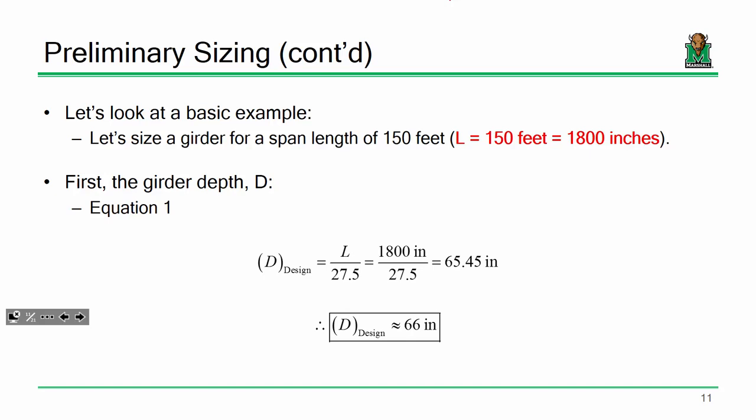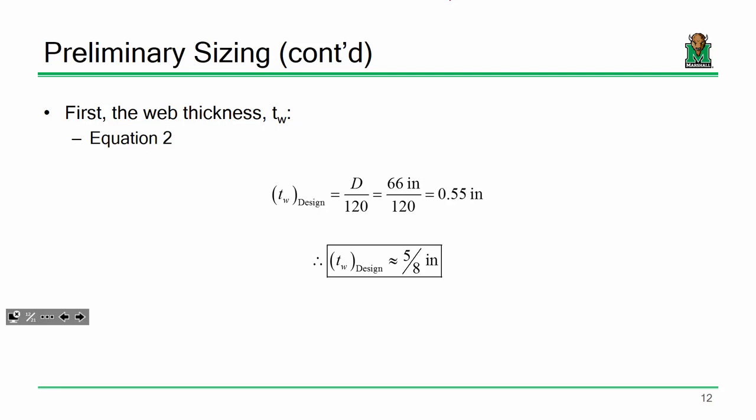Now, web thickness, D over 120, that's equation 2. So if I take that 66 inches and divide by 120, I get 0.55. Now, this is where a little bit more background material comes in. I'm rounding this to the nearest eighth of an inch, and I'm going to say let's use 5/8.